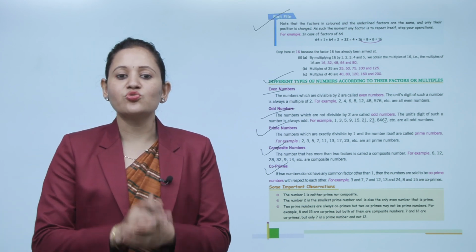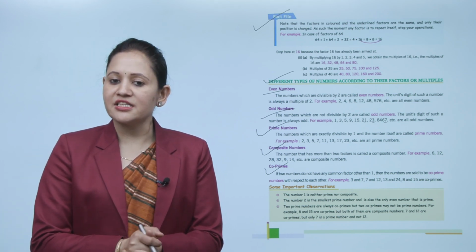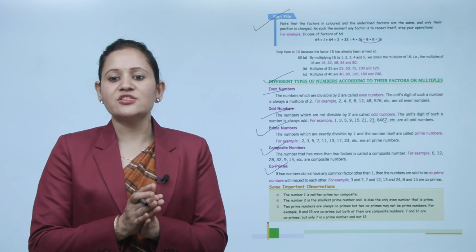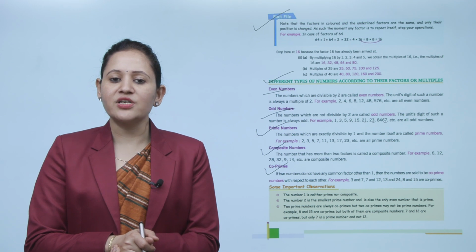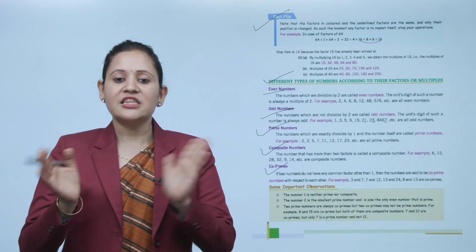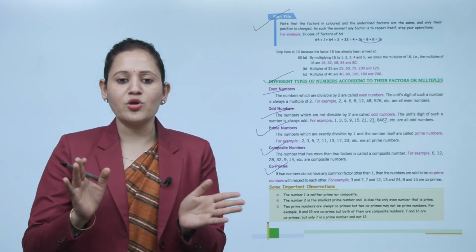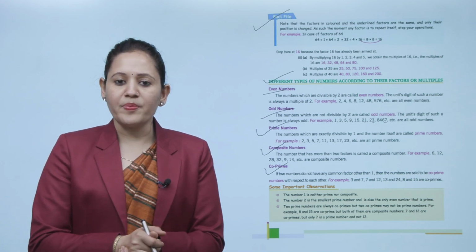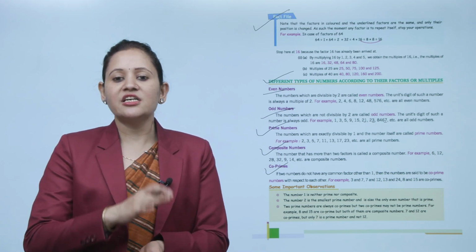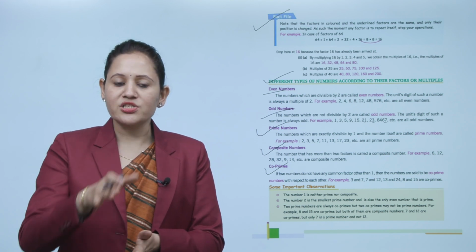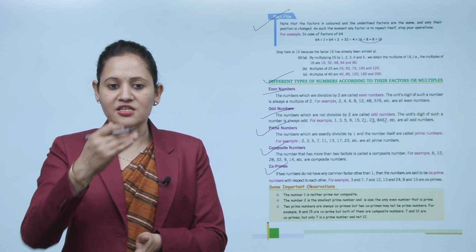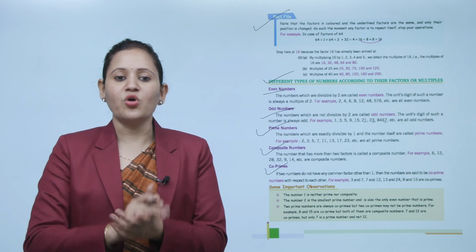If two numbers do not have any common factor other than 1, they are said to be co-prime numbers with respect to each other. For example, 3 and 7. 3 and 7 में 1 के अलावा और कोई भी common factor नहीं है, so they are co-prime numbers. 7 and 12, 13 and 24, 8 and 15 are co-prime numbers. All the consecutive numbers like 2 and 3, 3 and 4, 4 and 5 are co-prime numbers.